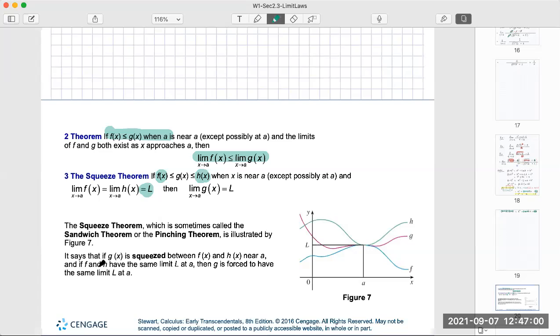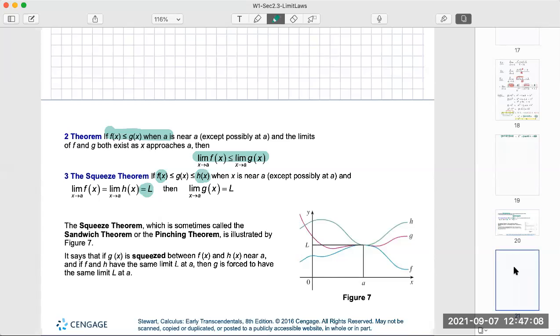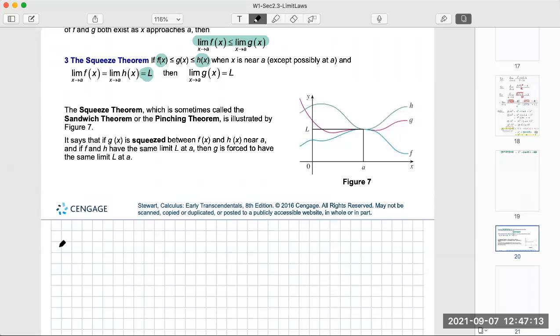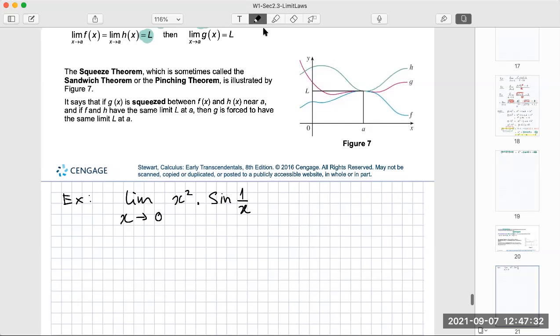Okay, now let us apply it to this example and see how we can do it. So example, we compute the limit of x squared times sine of 1 over x when x approaches 0. We need to show that this limit is equal to 0.